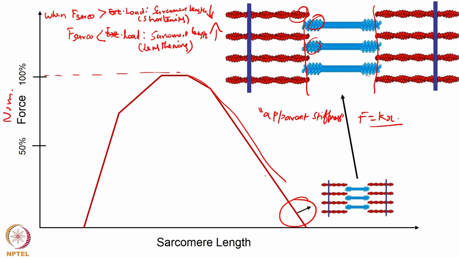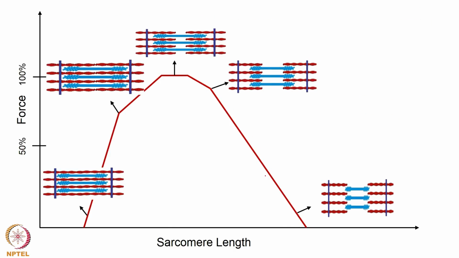So, the velocity of contraction is limited by the rate of cross bridge formation. Okay. Now, let us take a look at that situation, right. And also in summary, what happens at various lengths at 100% force, or at the optimum length.